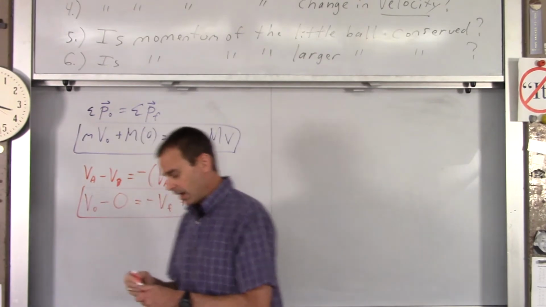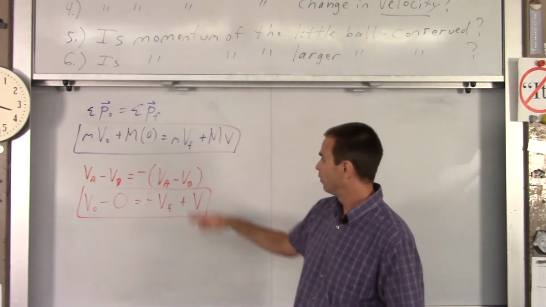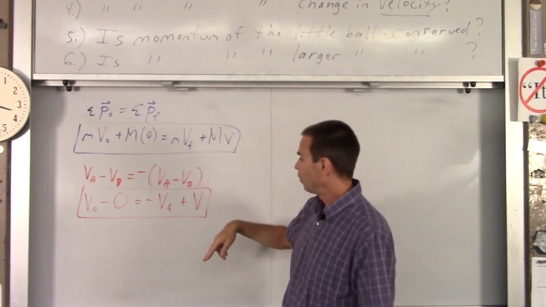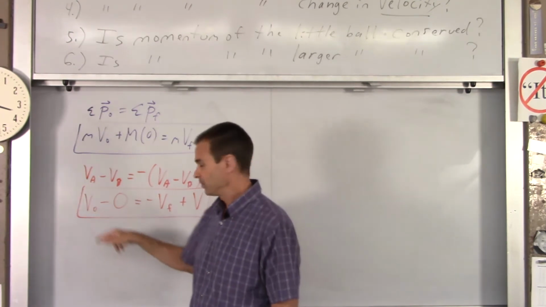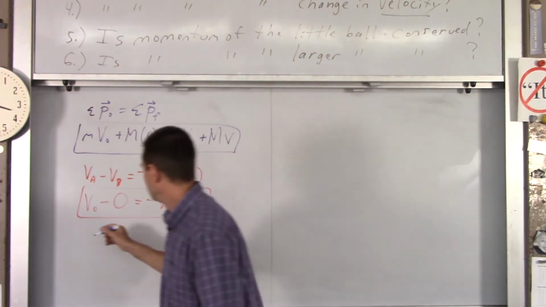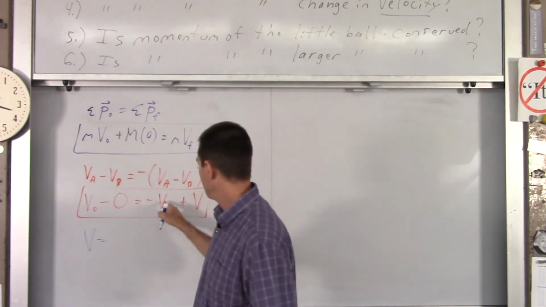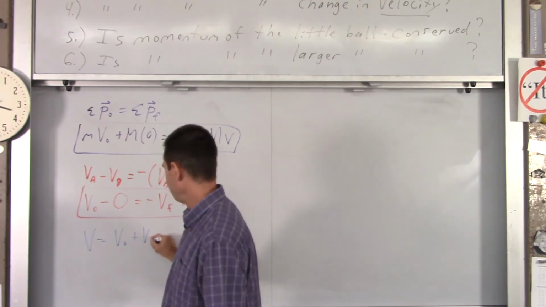Now, for the math part of this, what we were asking about was we want to know about VF. So we don't care about V, and I want VF in terms of V naught. So what we're going to do is solve for V here in this red equation. So we get V equals, if I move this over to here, this becomes V naught plus VF.